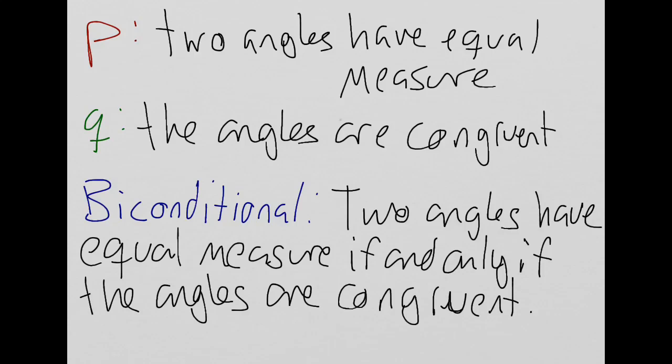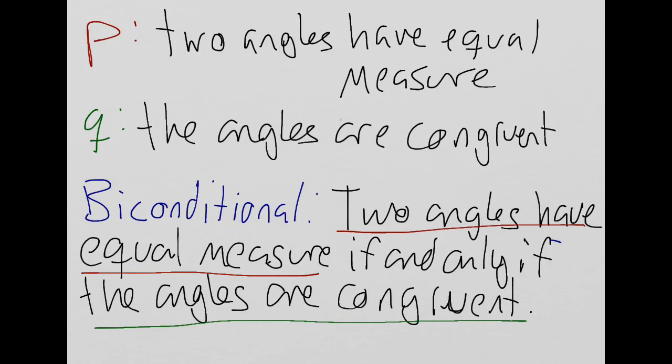So again, to do that, I took my P, which was 2 angles have equal measure, and my Q, which was the angles are congruent, and I put them on either side of an if and only if, and I have my biconditional statement, 2 angles have equal measure if and only if the angles are congruent.